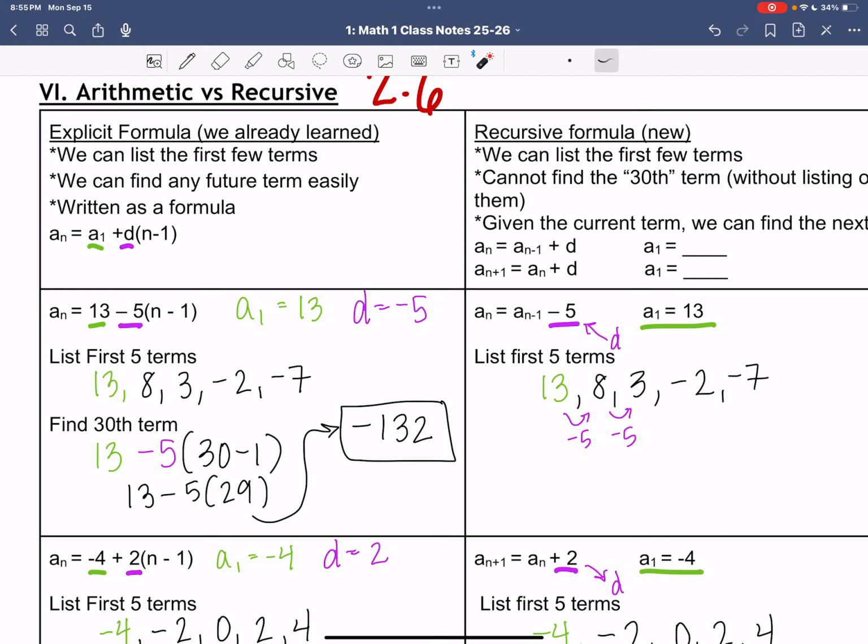But again, here for recursive, you can figure out what the first term is, but you just have to look to figure out what the common difference is. So it's just written a little bit differently, but here you can figure out the first 5 terms or however many you want to go. So just start here, and you're going to look at your constant. Your constant is going to be your common difference. So again, we subtract 5, all the way down. So these would be the first 5 terms.